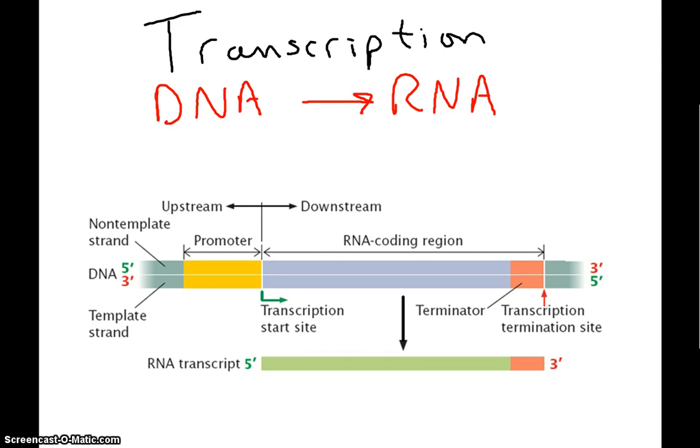Here we go with the second step of the central dogma. So in the last video we looked at DNA replication, so how we can take DNA and make copies of it if we need to replicate the cell. And now we're going to look at the step from, let's go from DNA to RNA.